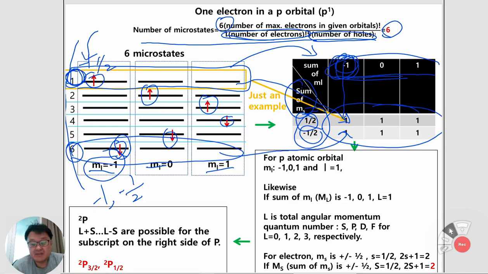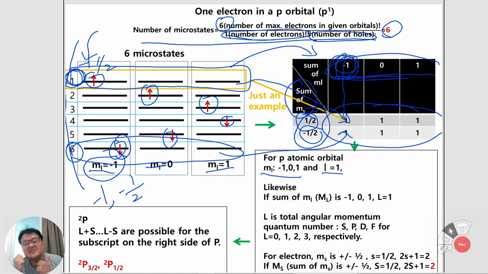Now that means that all these microstates can have the sum of magnetic quantum numbers of either minus 1, 0, or 1. And the sum of the spin quantum numbers can be either plus half or minus half. Now, for a p atomic orbital, the magnetic quantum number is minus 1, 0, 1, and the angular momentum quantum number is 1.